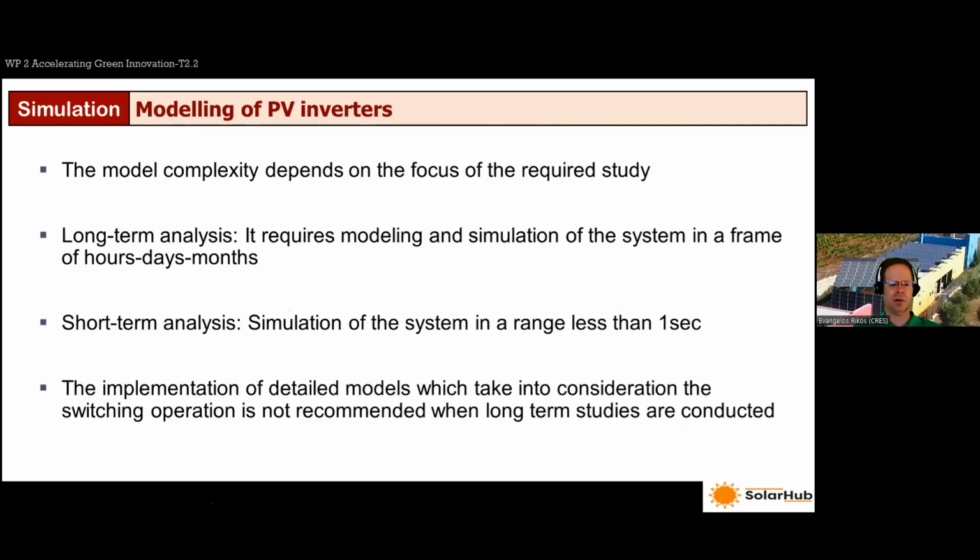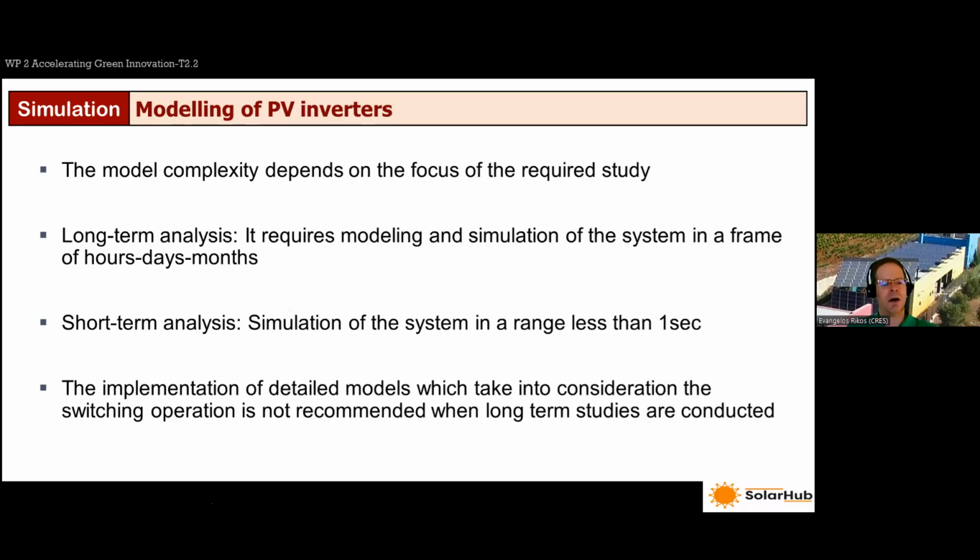Some tips here before I close this part about the simulation, on the modeling of photovoltaic inverters. There is some complexity that the developer of a simulation model has to take into account, which depends on the study. You don't have to implement a very detailed photovoltaic inverter model unless you have to, especially when you have to do some long-term analysis, which requires long simulation times.